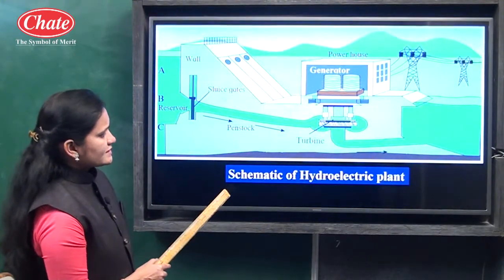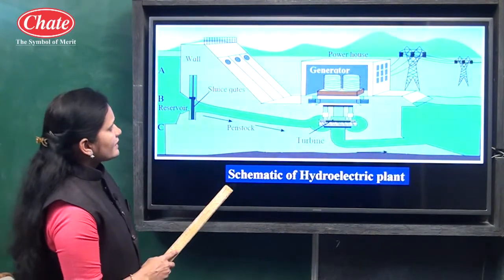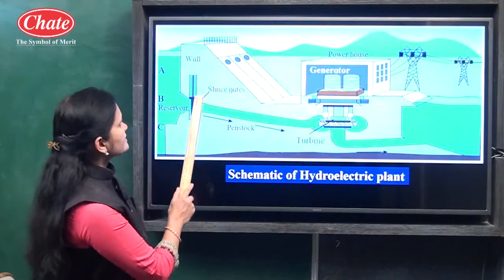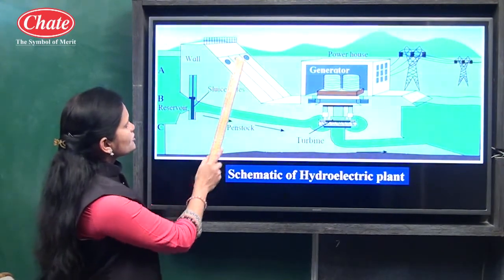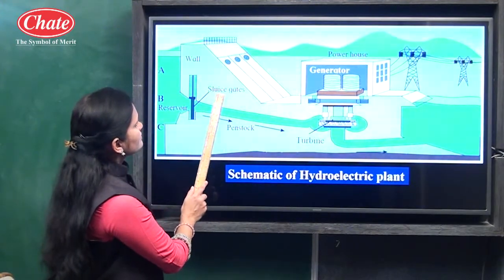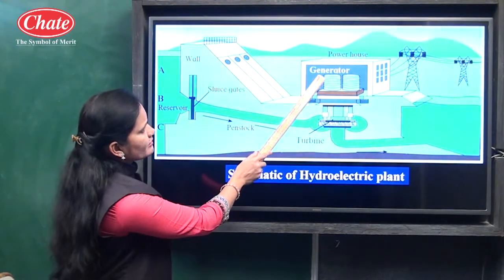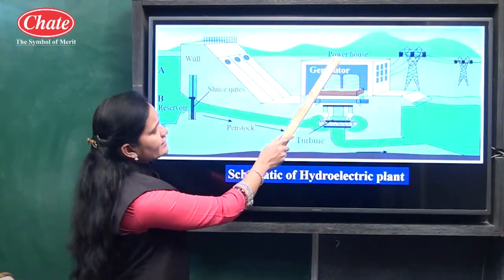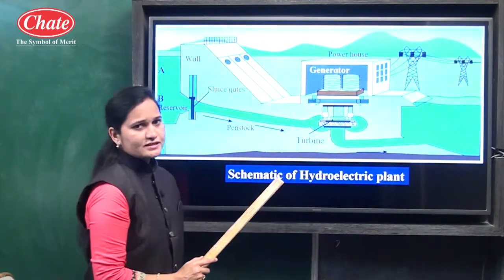Now here we will see the schematic of a hydroelectric plant. In the schematic of a hydroelectric plant, you can see a dam where water is stored. It is connected to the sluice gates. After that, the turbine is there. The turbine is connected to the generator, and it is connected to the powerhouse where a large amount of energy is produced.